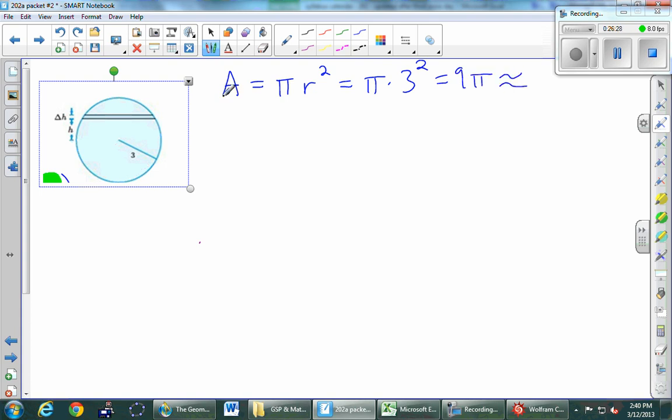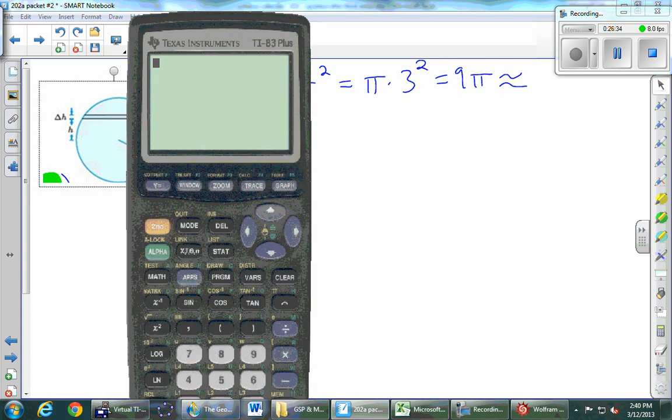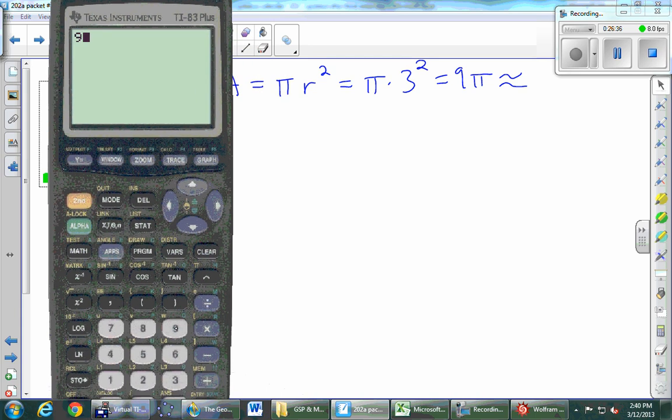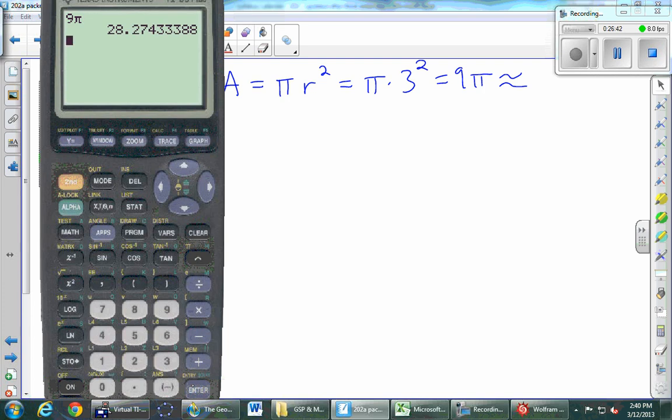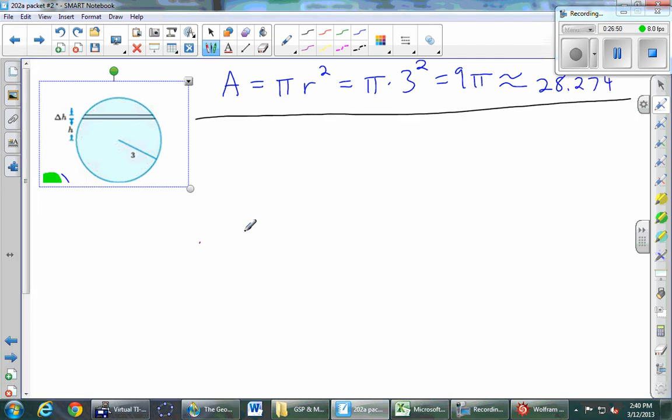We can type it in the calculator and get a decimal. So we'll type in 9 pi, 27 and then some change. So let's see what we get here. All right, 28.274. Super. Okay, so that's the right answer. And again, we're not going to get there better. We're going to get there way slower, but we're going to get there using this completely different technique.